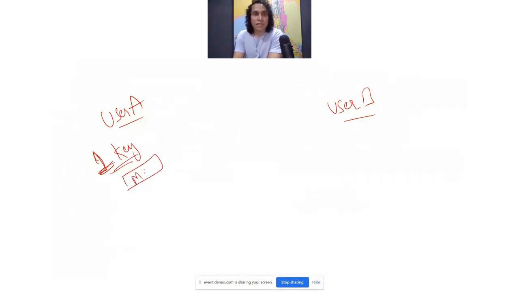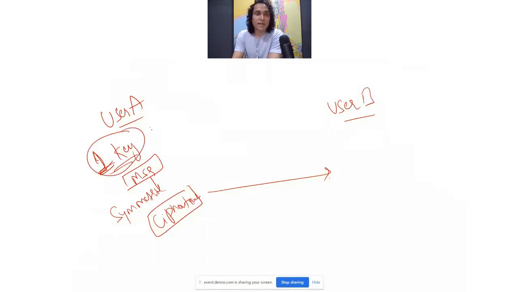All right. So user A will take a plain text message and convert it into a ciphertext message using symmetric encryption, and then send the ciphertext to user B. Now user B will need to have the same key. If the key is, let's say, 123, user B will need to have the same key on his side as well to be able to decrypt this message.